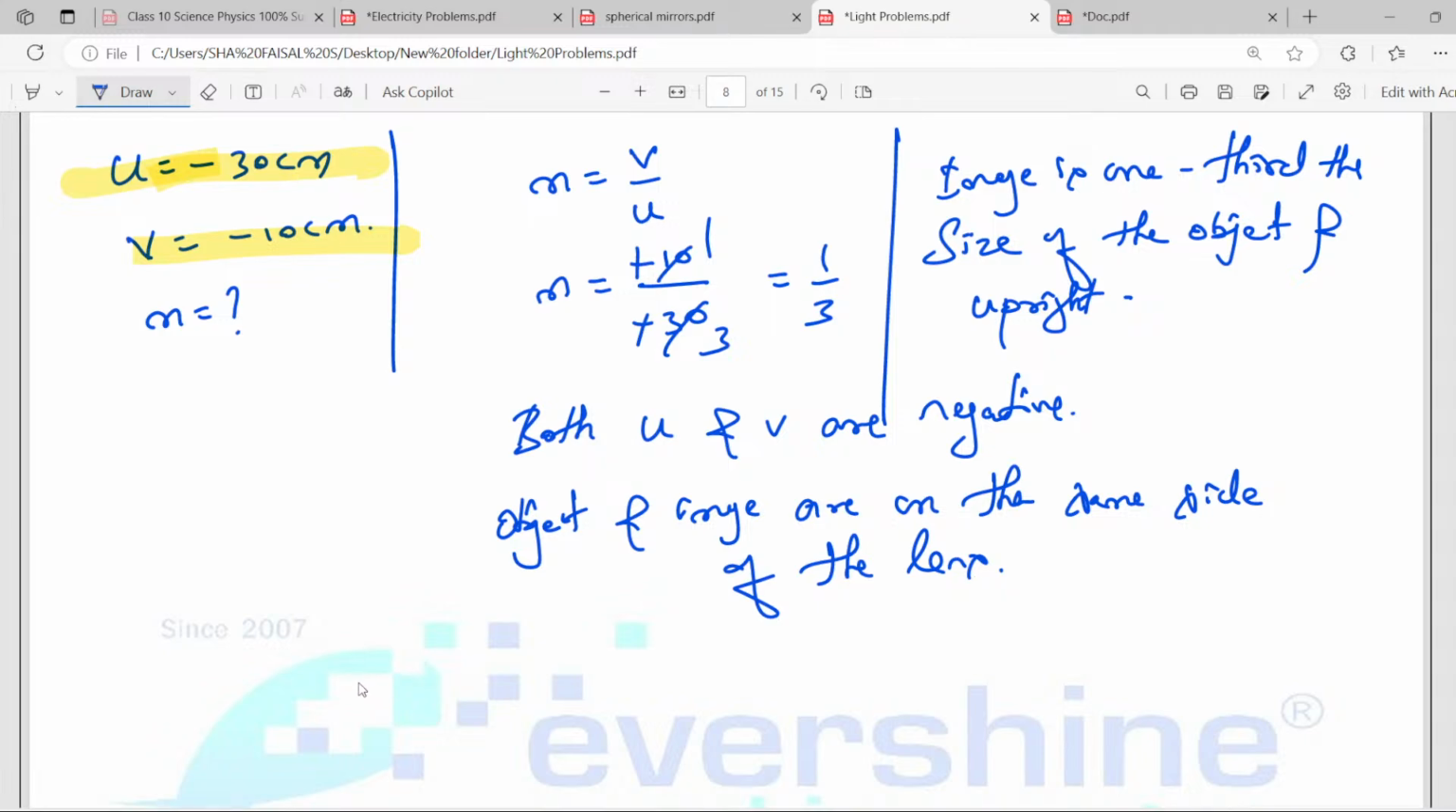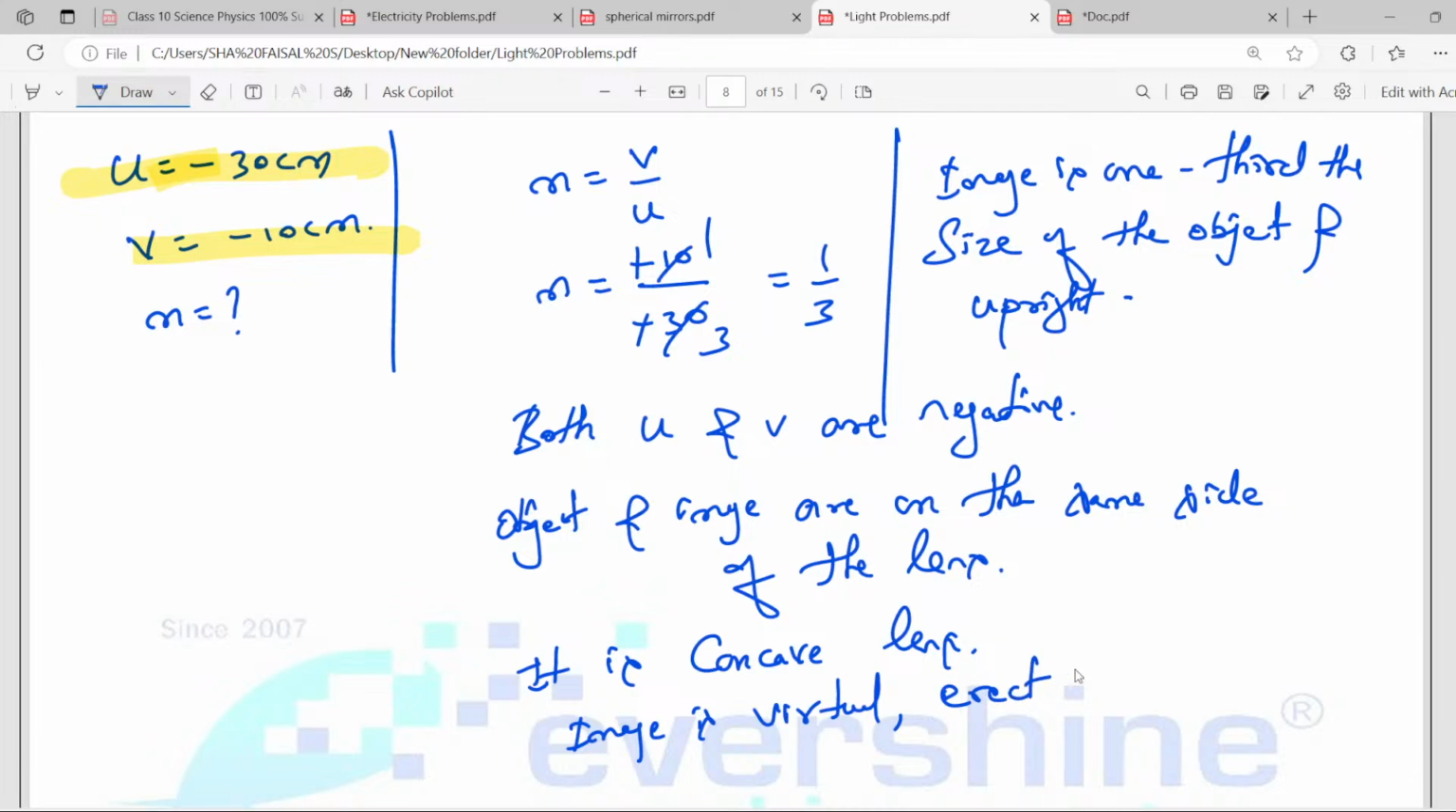So, if both are on the same side, then which type of lens? We can say that it is a concave lens. In a concave lens, both u and v will be negative and the image is virtual, erect. We also call upright erect. Also we say erect and diminished image. Okay, we have written.